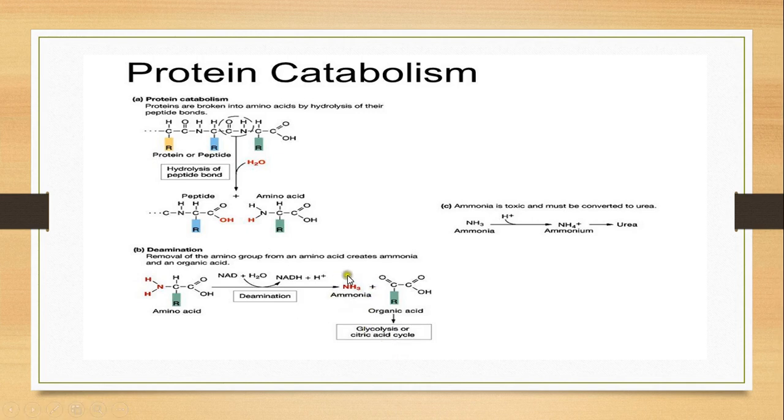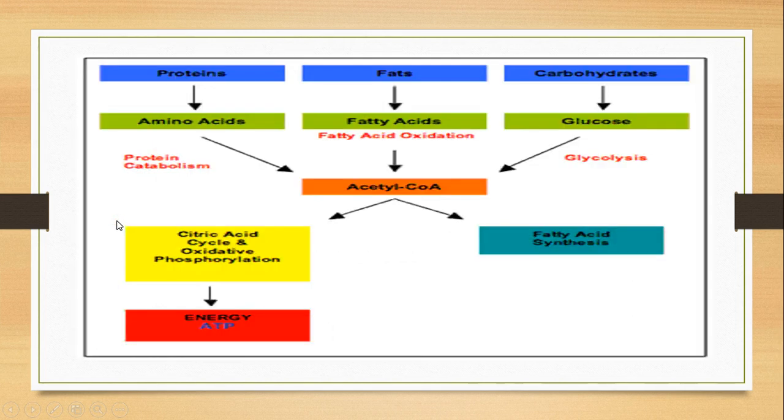This ammonia is toxic for the cell, so it should be converted into urea, the waste product. So ammonia, by the hydrogenation, is converted into ammonium and then further into urea. So this is all the protein catabolism.